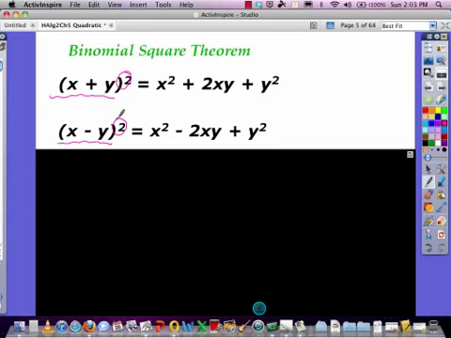So start looking. Let's draw some parallels. The first terms are identical. The middle terms are identical with the exception of their sign. The third or last term is identical.